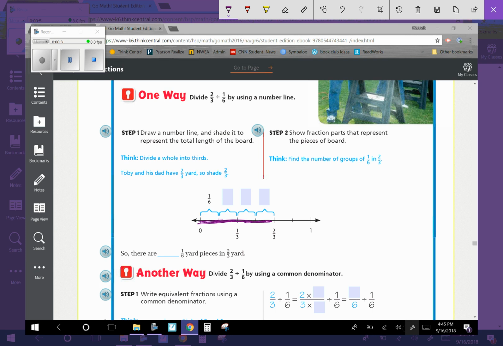Then step 2 is to show fraction parts that represent the piece of the board. So if each of these is going to be 1/6, we need to look and see how many 1/6 pieces there are in the yard. And there are 4 1/6 pieces in the yard, because you can see out of these 2/3, when we break it into 6, we have 1, 2, 3, 4 groups of 1/6. So it's just like the model, but instead we're putting it on a number line instead of modeling with boxes.